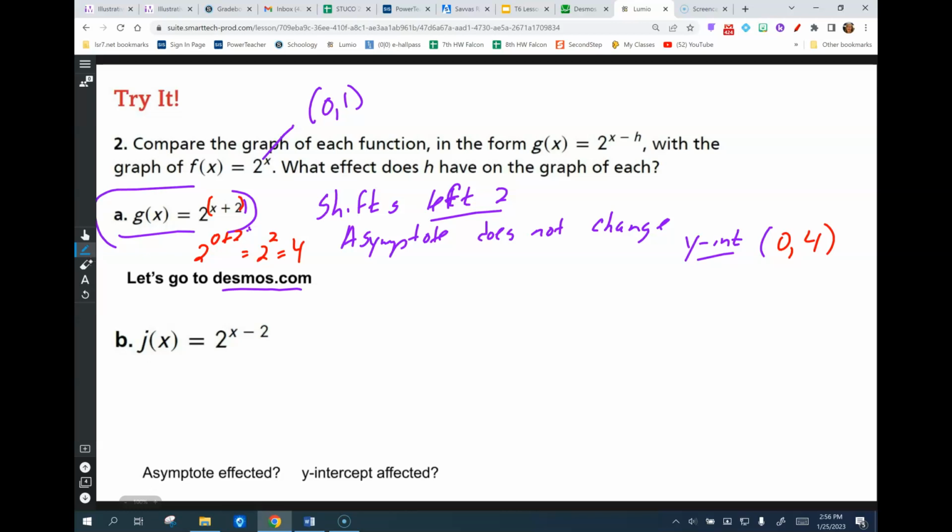Okay, let's look at this next one and see if we can do it without graphing. Let's put in all the things we know, but if we need to graph it, we can always do that. So, what do I know about it? It shifts. How does it shift? It shifts right 2. Because we always want to go opposite, because remember, this is like it's in parentheses. It's going to shift right 2. Does my asymptote change? No, it does not. Because, again, I'm going right. I'm not going up and down.